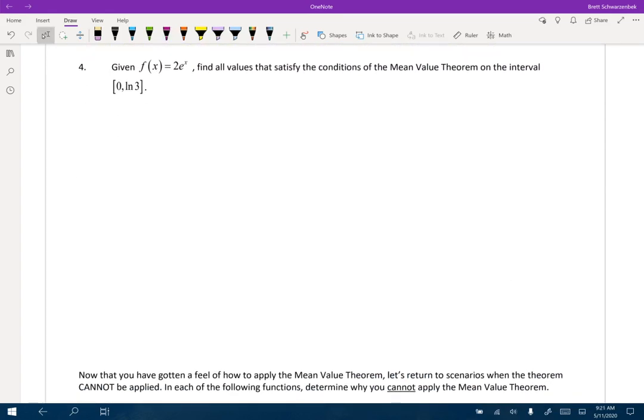Number 4, it says, given f of x equals 2e to the x, find the values on the MVT on the interval 0 to the natural log of 3. Okay. So obviously trying to play around with things that might make students uncomfortable when it comes to mathematics. E's, natural logs, basically non-polynomials, non-rationals, just to make sure all is good with that. So the first thing we have to do is determine continuity and differentiability.